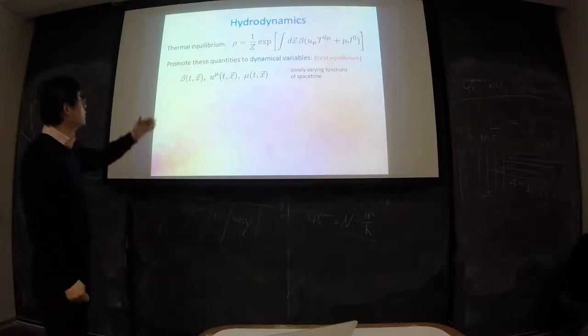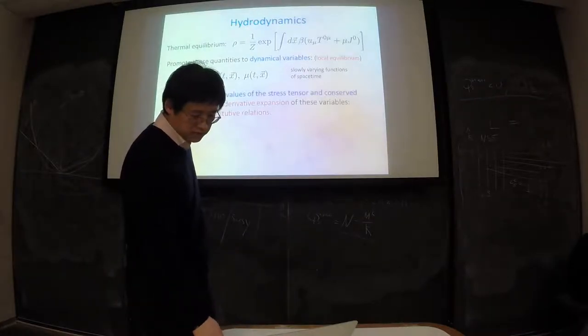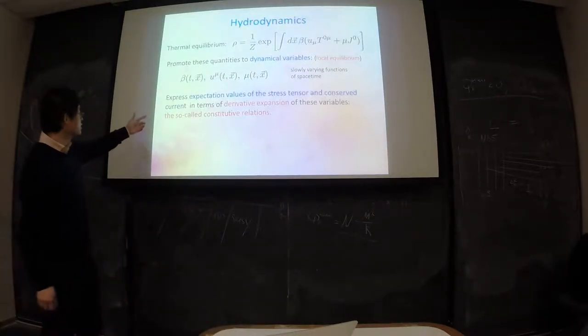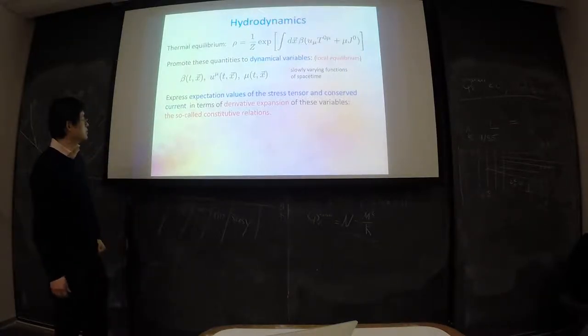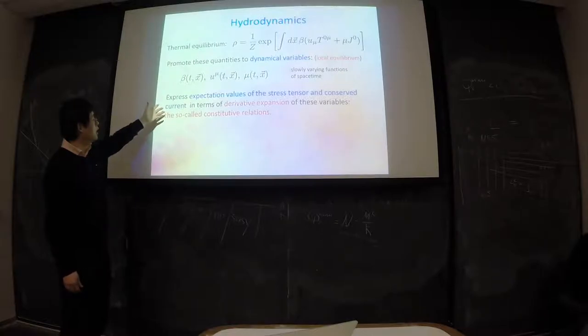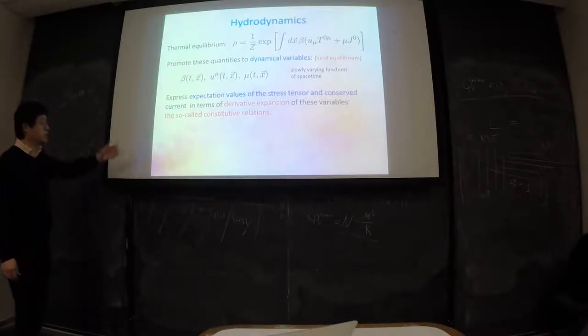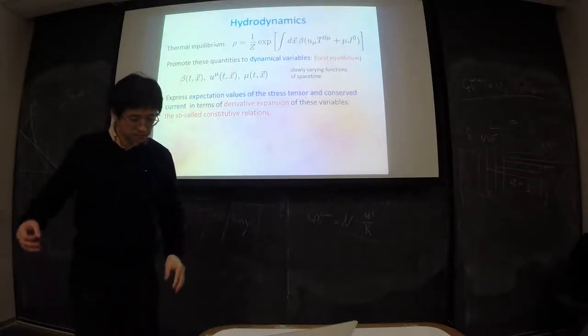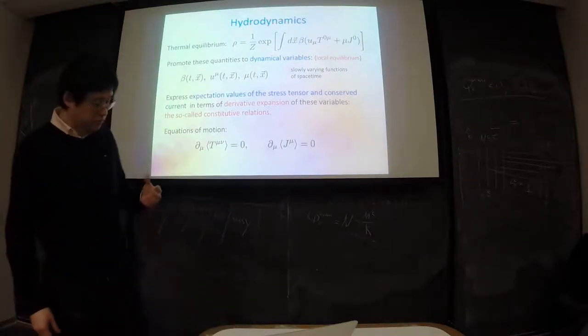Okay. So you promote them into dynamical variables, and then you can express the expectation value of the stress tensor and the conserved current in terms of a derivative expansion of those variables. This is the so-called constitutive relations. This is based on general principle, because if those things are constant, then you just have constant energy density, etc. And that's how you formulate your hydrodynamics.